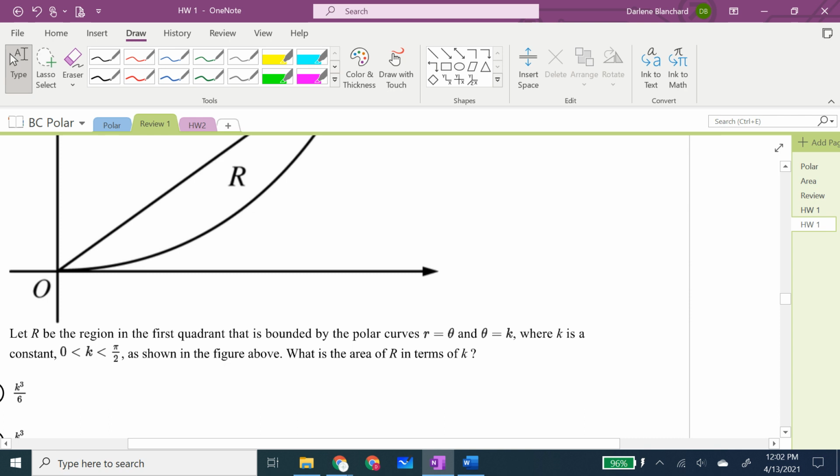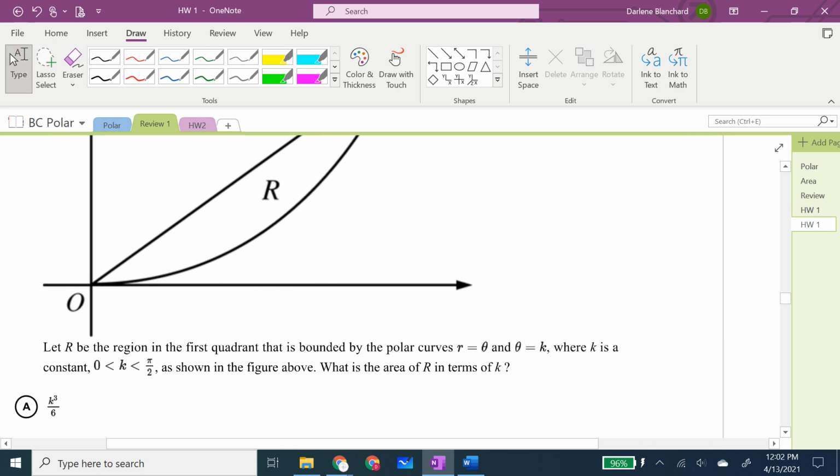And we want to read it carefully. R is a region in the first quadrant. It is bounded by r equals theta and theta equals k. For r equals theta, you want to think about what this is saying.